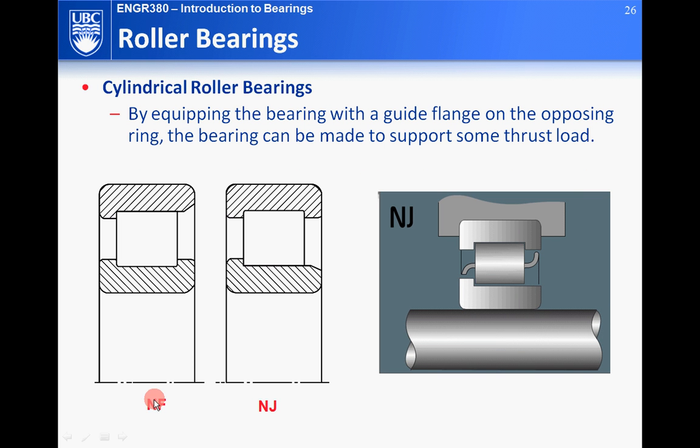So here, if it's NF or NJ, that's the structure corresponding to this notation here. NF means there is a groove, there is a flange at the top, but only one side. NJ, there is a flange at the bottom. There's only one side here, right? Because of this nature, the floating is only in one direction, not the other way.